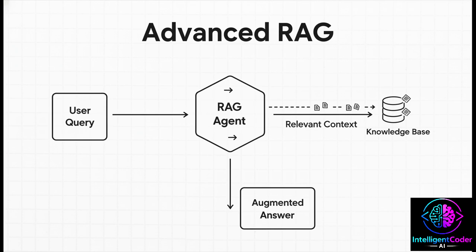How do you get your agent to know things about your company's private data, the stuff that's not on the public internet? Fine-tuning a whole model is super expensive. RAG is the answer. It's a technique where the agent first retrieves relevant documents from your knowledge base and then feeds that information to the LLM as context to generate an answer. It's brilliant.